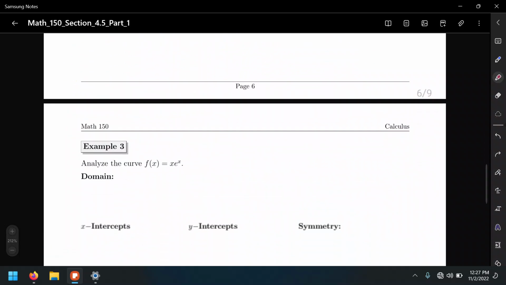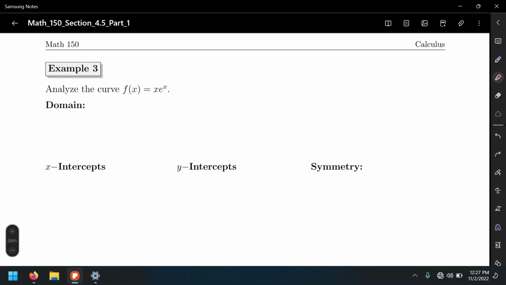Let's do more examples. So let's analyze the curve f of x equals x e to the x. The domain of the function is negative infinity to infinity, in other words, all real numbers, because we don't have any radicals of even index, any rationals, any logarithms. However, x, which is a polynomial, is defined for all real numbers. e to the x is defined for all real numbers. So domain is all real numbers.